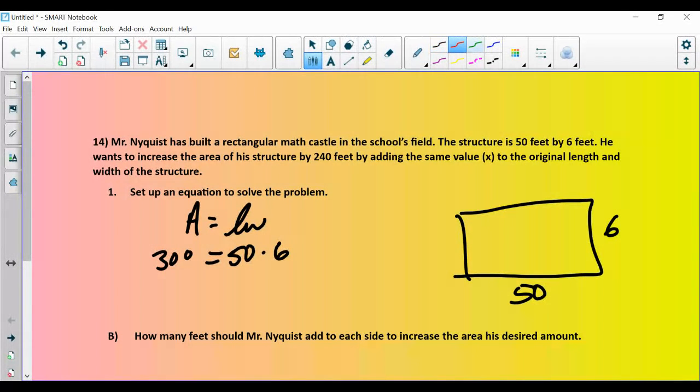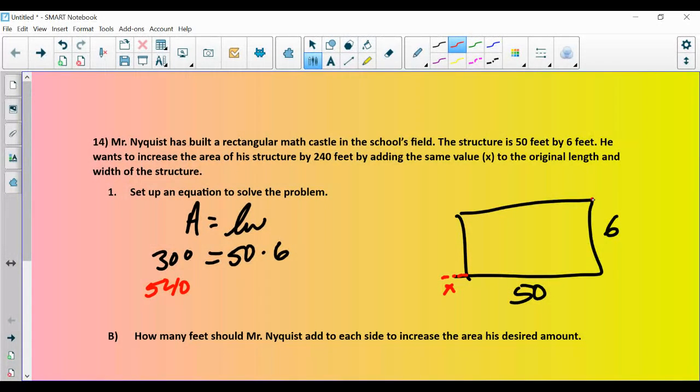So the problem starts with this setup, but then it says that he wants to increase the area of his structure by 240 feet. Okay, so we're not satisfied with 300 square feet. We want it to be 540 square feet. And we want to increase the area by 240 feet by adding the same value x to the original length. So we don't want this to be 50, we want it to be 50 plus x here.